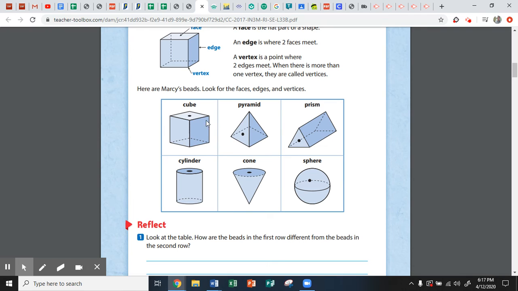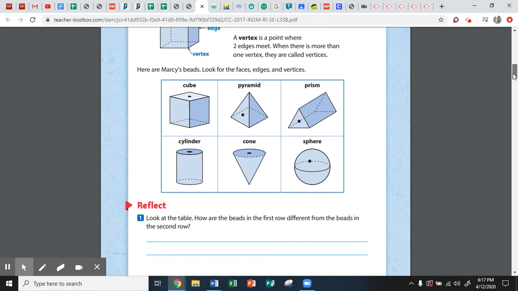We have a cube, a pyramid, a prism, a cylinder, a cone, and a sphere. A sphere is kind of like a ball. A basketball would be considered a sphere. Okay, so those are our six shapes that we have for the beads.